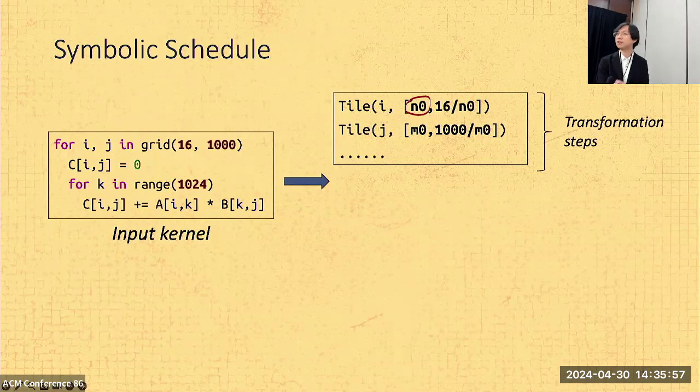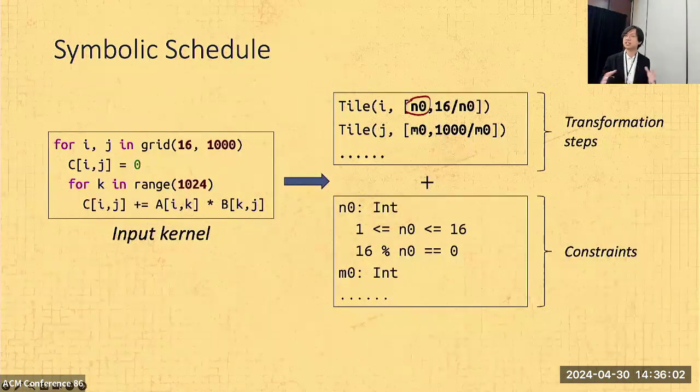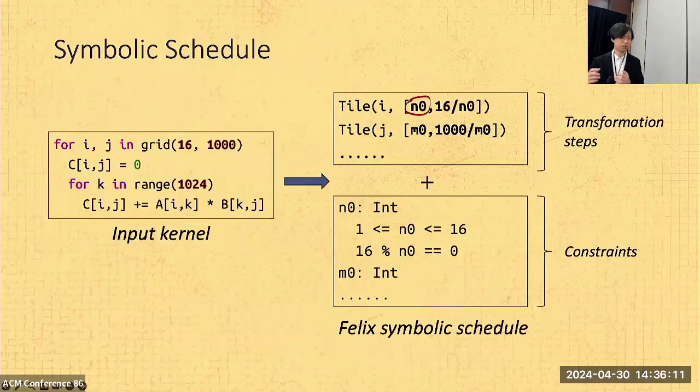Because we have introduced the variables, we also have constraints on these ranges. Felix keeps them in mind. And then Felix relaxes the variables into real valued variables. And these two things, steps and constraints together, that's the symbolic schedule in Felix.